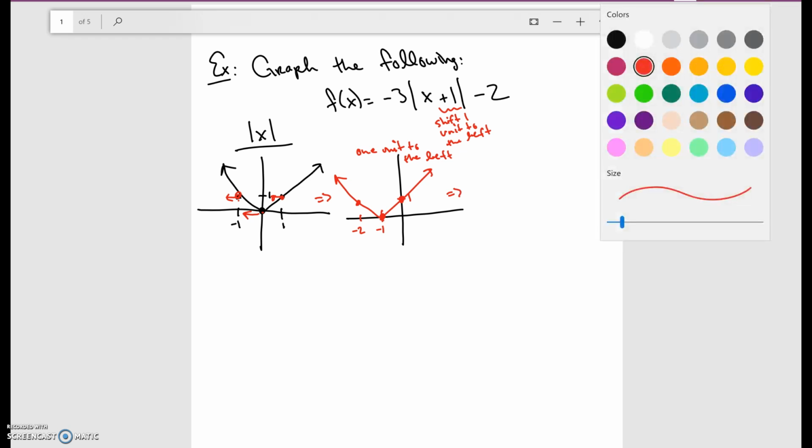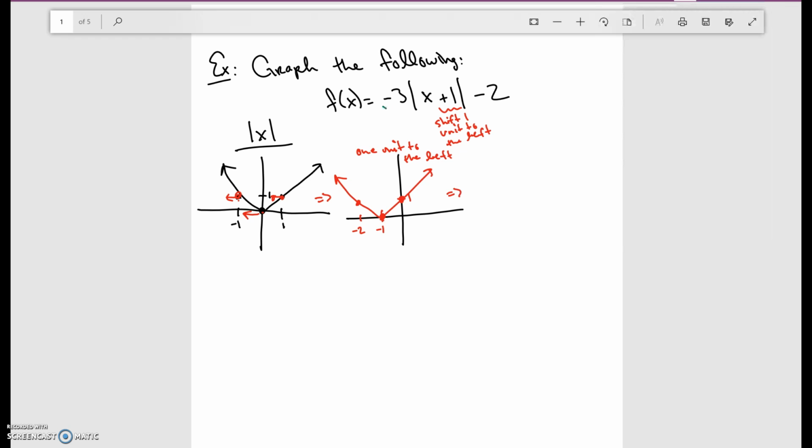Now the next thing that I'm going to do is work with this 3. What this 3 is going to do is multiply all of my y values by 3. Now this negative is going to flip the graph across the x-axis. So let's see what it's going to do. Let's go ahead and graph it. That one is going to flip my graph.